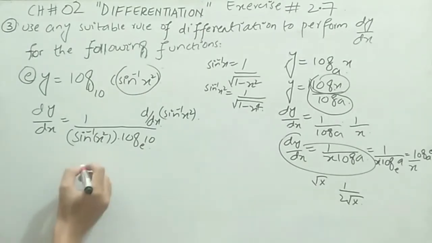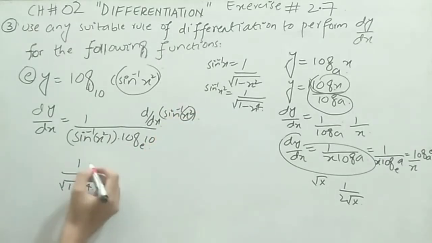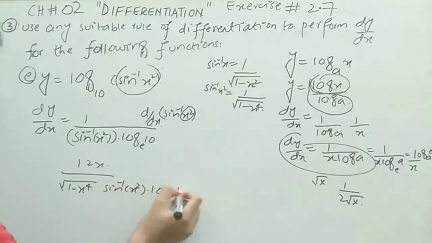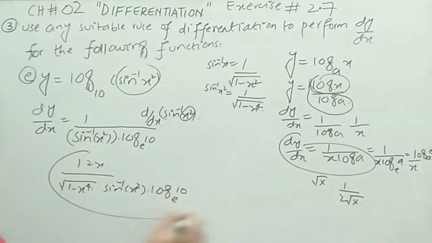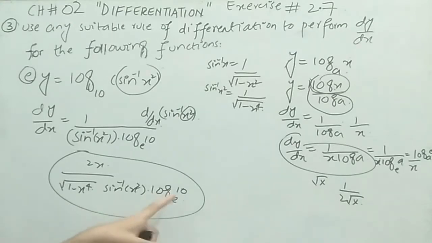So the derivative of sine inverse x square will be 1 over under root of 1 minus x raised to the power 4, and the derivative of x square, this inner function, will be 2x, divided by sine inverse of x square, and multiply by log of 10 to the base e. So this is the required derivative: 2x divided by under root 1 minus x power 4, sine inverse x, and multiply log of 10.